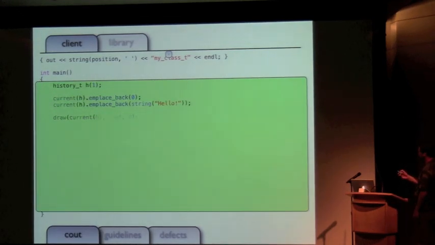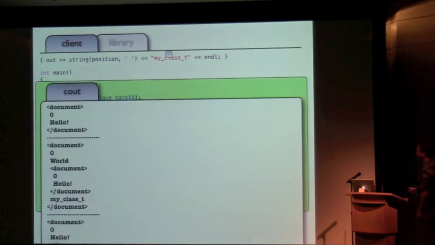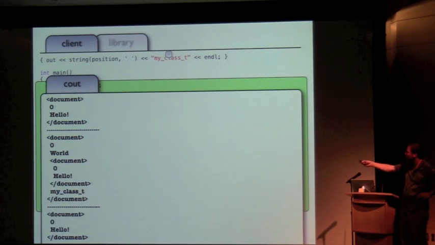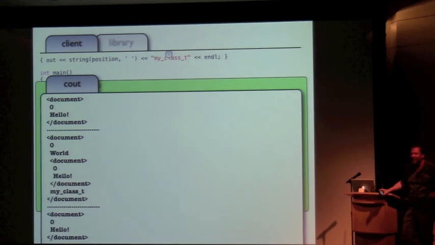Oops, I'm going backwards. Sorry. That's what we get. There's no copies in there. There's not a single copy in there. So we got our document, the zero, hello, end document. We commit that. We got our document with zero. We changed hello to world. We put our document in our document with the state zero, hello. So we did that before we changed hello to world. End of that embedded document, my class type that we put in the document, and then we undo it, and we're right back to the state we were at the top. And not a single copy. Not a single copy of an object, but a document.